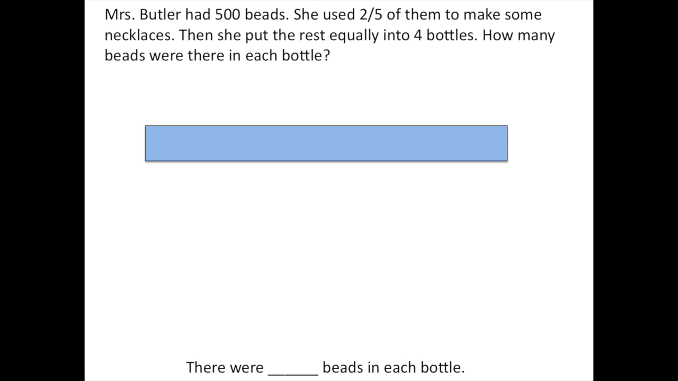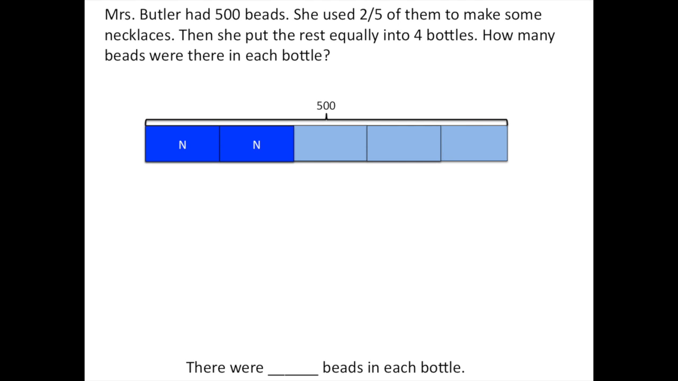Mrs. Butler had 500 beads, so that's how many she had in all. I'm going to label my whole bar 500. I'm told that she used 2/5 of them, so I split my bar up into 5 parts. And I'm going to label 2 of those boxes N for necklaces. Now the light blue boxes represent what's left over. So 3/5 of her beads are left over.